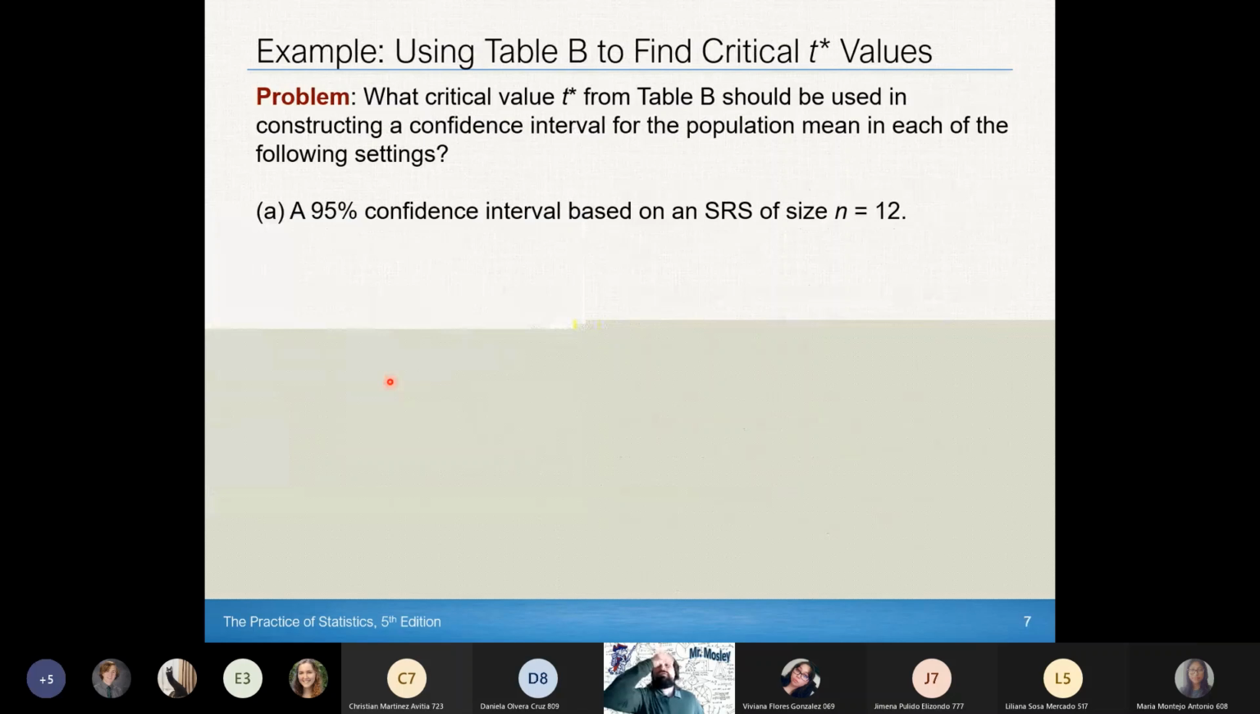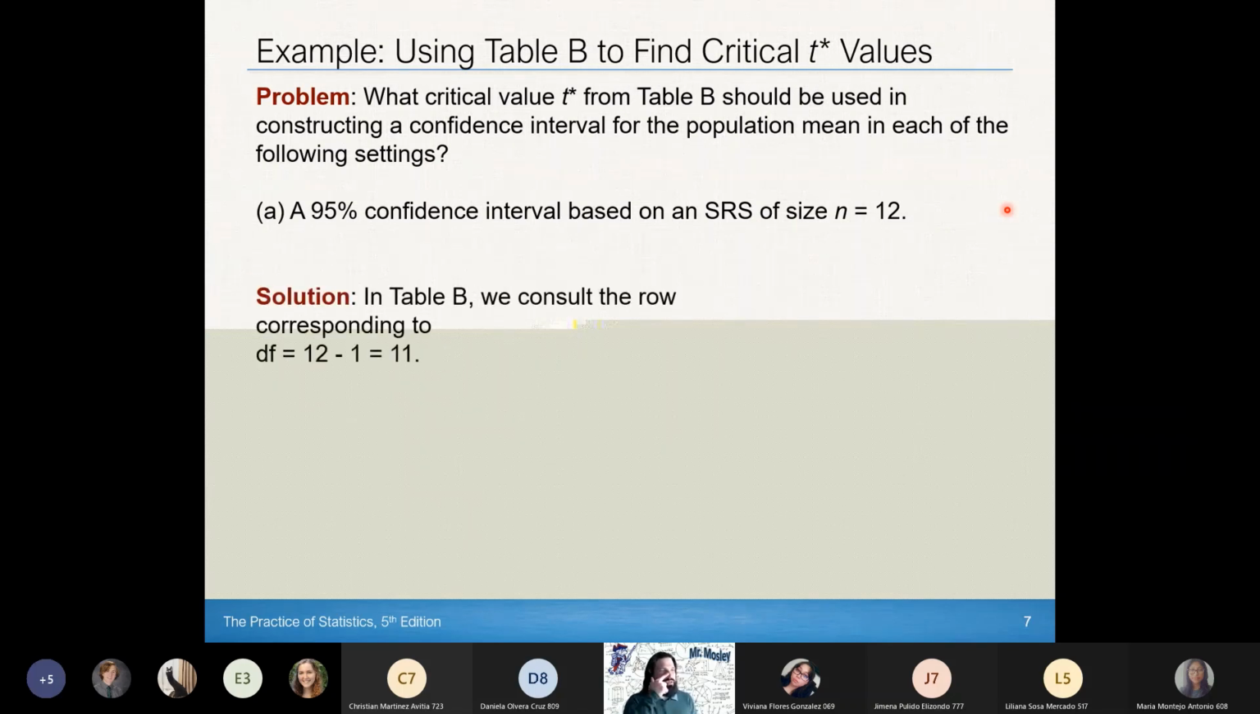We're now going to see an example of using our t distribution and table B to get a critical value t star. Just like with our proportions, where we used z star as the critical value from table A, t star is the critical value that we get from table B. What critical value t star from table B should be used in constructing a confidence interval for the population mean in each of the following settings? First, a 95% confidence interval based on an SRS of size n equals 12.